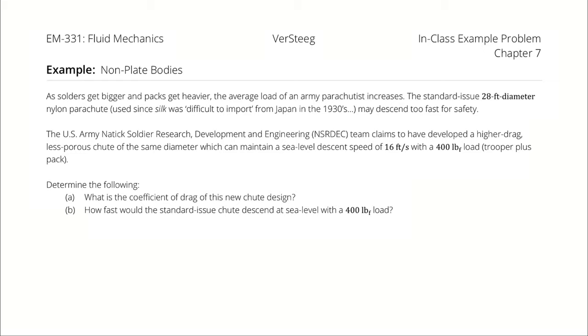As soldiers get bigger and packs get heavier, the average load of an army parachutist increases. The standard issue 28-foot diameter nylon parachute, used since silk was, shall we say, difficult to import from Japan in the 1930s, may descend too quickly for safety. The U.S. Army Natick Soldier Research, Development, and Engineering Team claims to have developed a higher-drag, less-porous chute of the same diameter, which can maintain a sea-level descent speed of 16 feet per second with a 400-pound load.